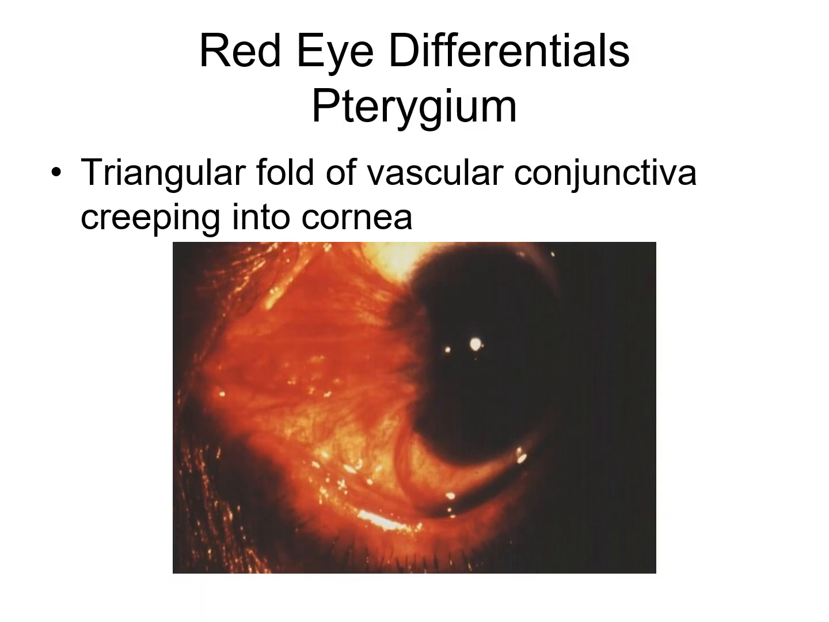A common complaint of red eye is seen in patients who have a history of sunlight exposure, such as farmers or drivers, who complain of a triangular fold of vascular conjunctiva creeping into the cornea, called a pterygium. Normally, pterygiums may be managed conservatively with lubricant eye drops. However, if the lesion encroaches upon the visual axis or the center of the cornea, it may be removed via excision.